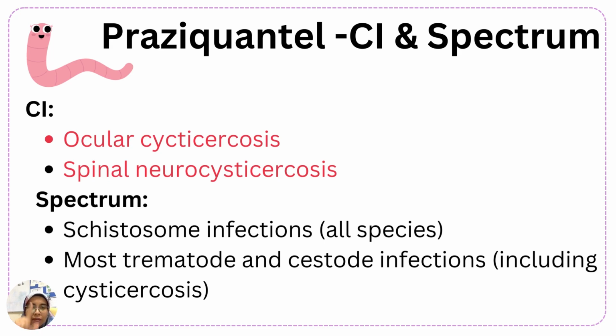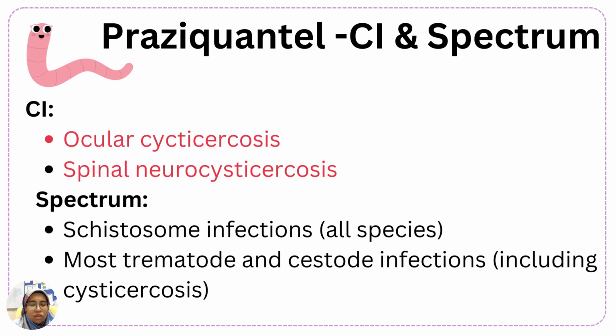Okay, contraindication dia adalah ocular cysticercosis bila dia ada dalam mata, cysticercosis yang melibatkan mata, dan juga spinal neurocysticercosis. So cysticercosis yang dekat dalam spine, okay? Because death of the worms can lead to irreparable damage to the nerves lah. Okay, to the nerves, mata kan, and then nerves in the spines lah. Alright. Spectrum kita nak guna bila?